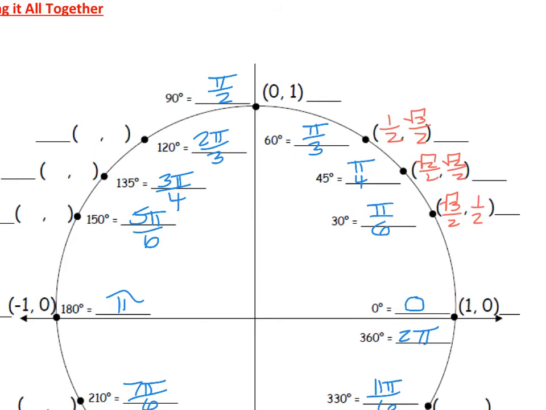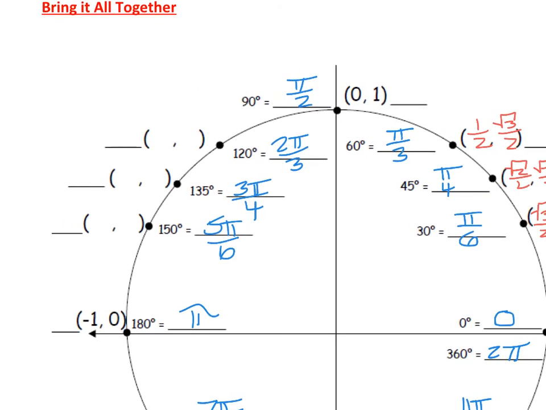Moving over here to quadrant 2, 120 degrees is negative 1/2, square root of 3 over 2. 135 is going to be negative square root of 2 over 2, and then square root of 2 over 2 positive. And then 150 is going to be negative square root of 3 over 2, and positive 1/2. And 180 degrees is already labeled at negative 1, 0.